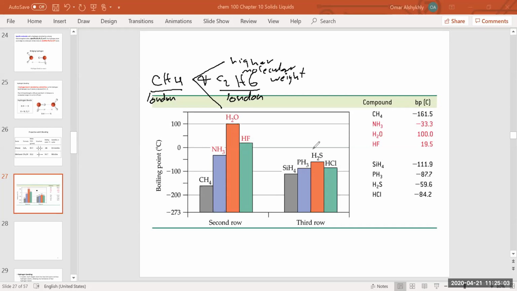Let's say we have HCl, for example, and HI, hydrogen iodide. Which one has the higher boiling point? Both of them have London and dipole forces. They don't have a hydrogen bond. Which one will be higher? The HI, because it has the higher molecular weight.